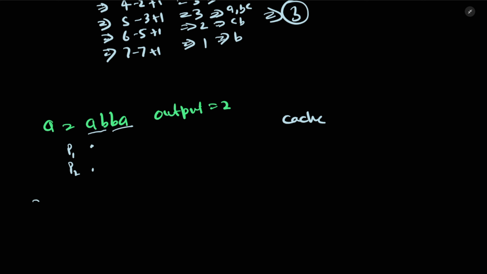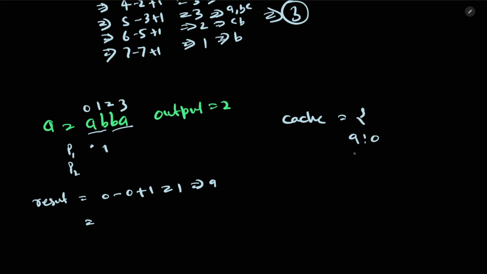So p1 is here, p2 is here. If I calculate the result, it will be 0 minus 0 plus 1, this will be 1, and our substring will be a, and our cache will store a 0. And if I move the p2 to the next position, so this is 0 1 2 3, so this is 1. So we have not seen the b, so we will put the b into the cache, and now this will be 1 minus 0 plus 1, and that will be 2, and our substring will be ab.